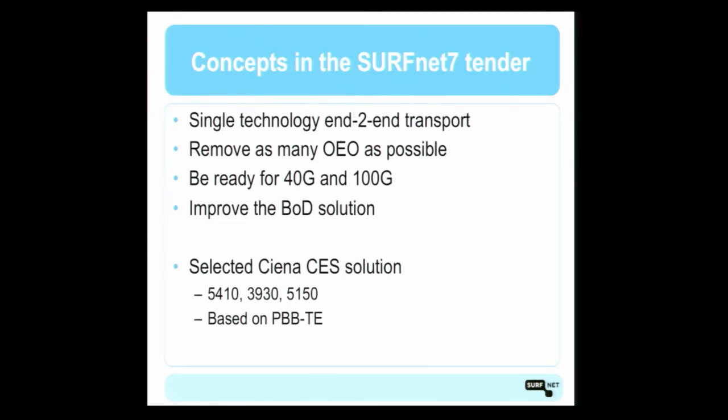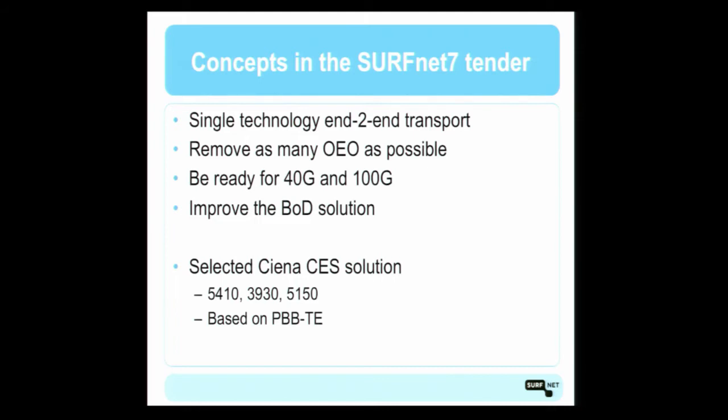So in the end, long and lengthy project, we came up with Ciena as our carrier Ethernet solution provider. It's based on the 5410 and some smaller boxes, the 3930 and the 5150. And we went into this technology agnostic. So we said, whatever you come up with, if it equals our expectation, it's fine.